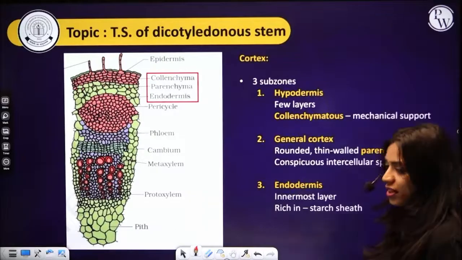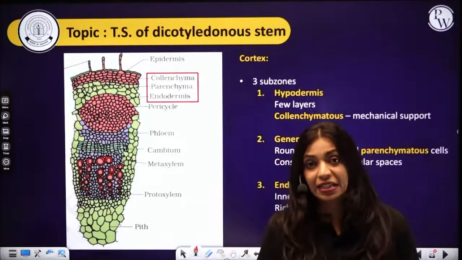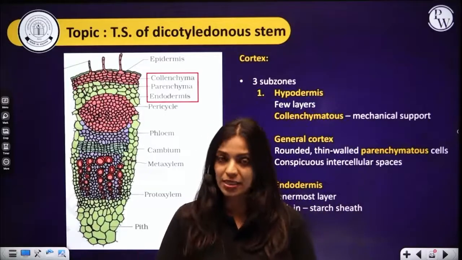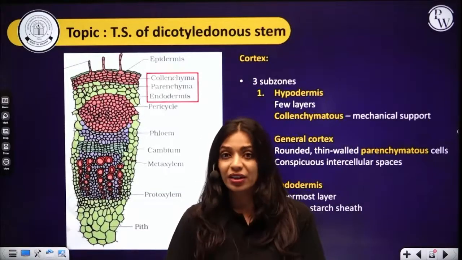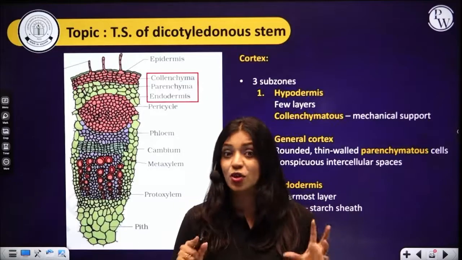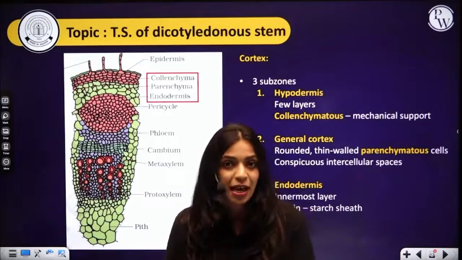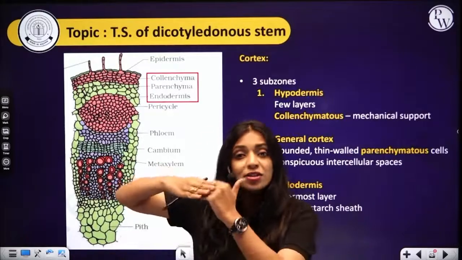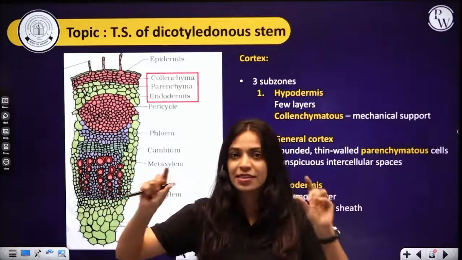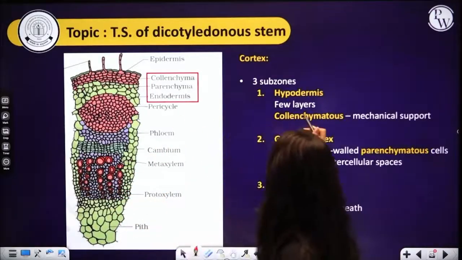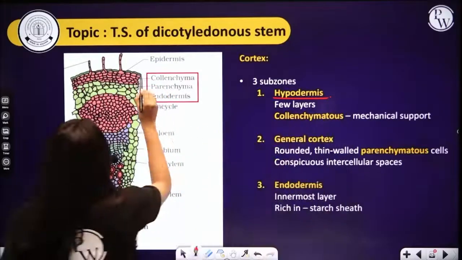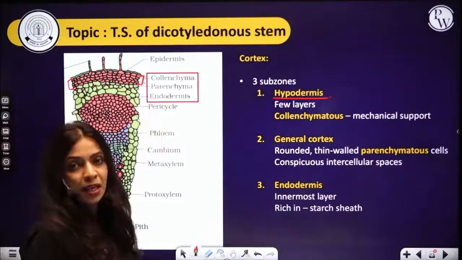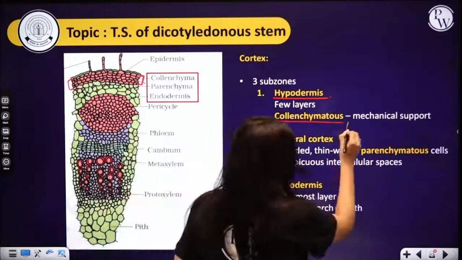Now talking about the cortex. In the cortex, you can find 3 distinct zones in case of dicot stem. So it's a little complex cortex that we see here. The region of the cortex immediately below the epidermis is called the hypodermis. Now what does hypo mean? Hypo means below. What does epi mean? Epi means above. So just below the epidermis, the zone of cells that you find in the cortex is called the hypodermis. Now this hypodermis is a few layers in thickness, represented by these pink colored cells here. This hypodermis is collenchymatous in nature.